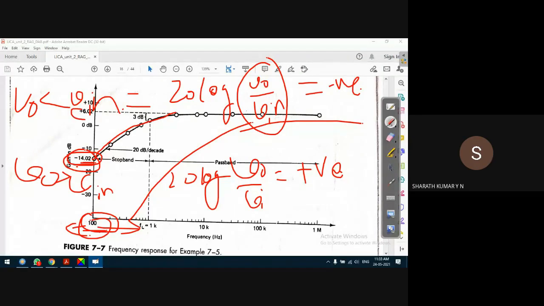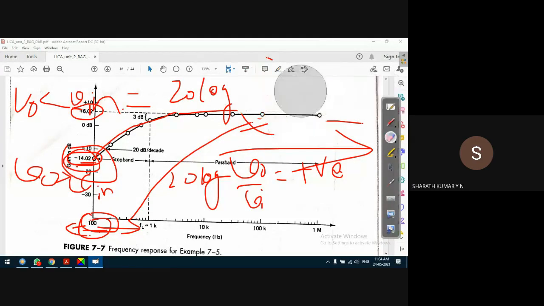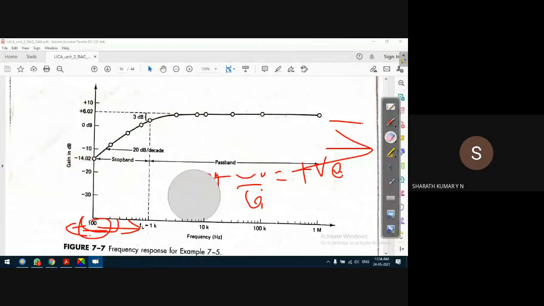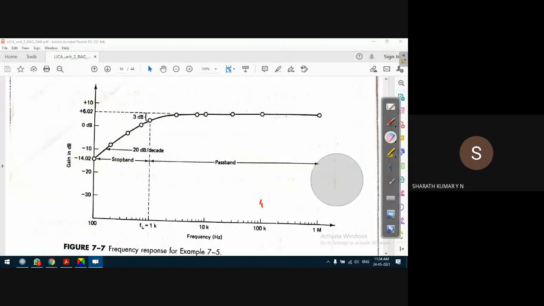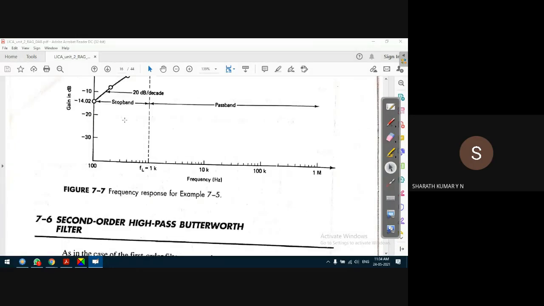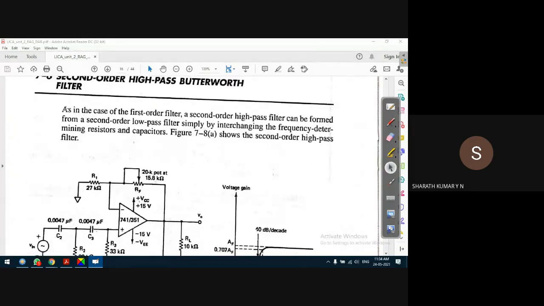The gain can go up to 6 decibel. At higher frequencies, the gain becomes constant. We should not think that because the gain is negative, the circuit is not filtering the signals. Not like that. It depends on the magnitude of the output voltage with respect to the input voltage.